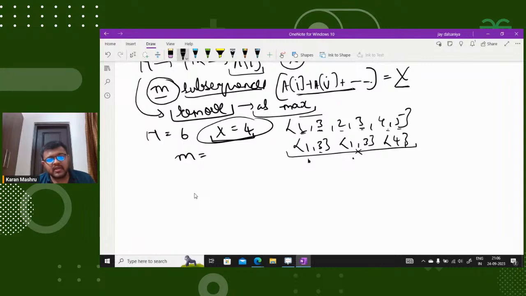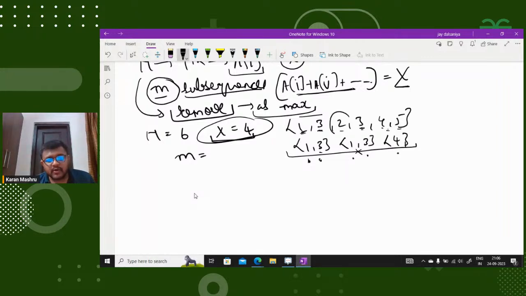Can you remove 3? No, because 3 is used here. If you remove them, then the number of subsequences whose sum is equal to x will reduce. Can you remove 4? No, then also the number of subsequences whose sum equals x will reduce. You can only remove those elements which are not part of any subsequences.